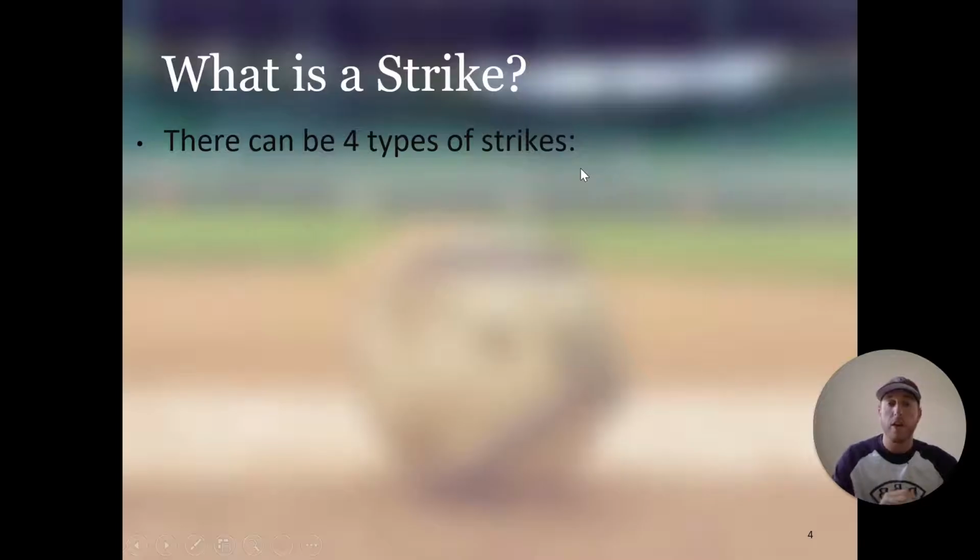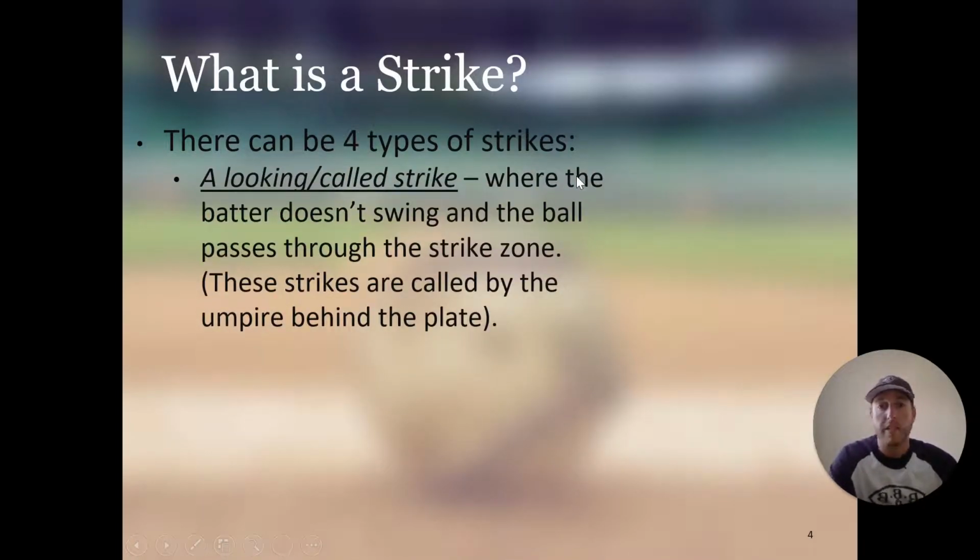What is a strike? There can be 4 types of strikes in baseball. The first one is a looking or called strike. This is where the batter does not swing at the ball, but the ball passes through the strike zone. And these strikes, as I said before, are called by the umpire behind the plate. So even though the batter did not swing, the ball passed through this imaginary zone, which is the strike zone. And if it passes through that zone, it's a called or looking strike.